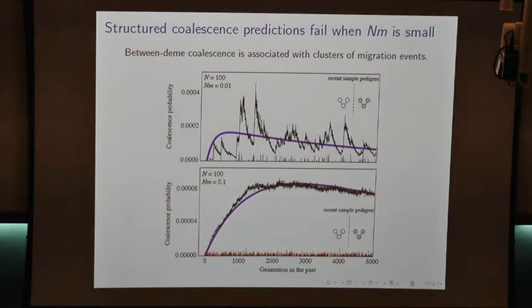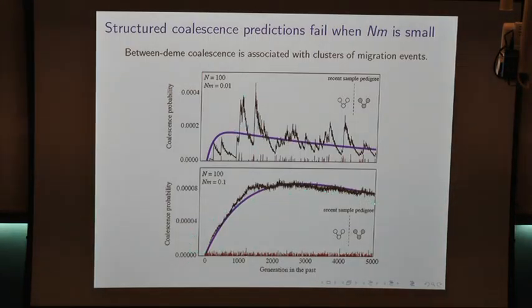That leads to this very choppy distribution, which would be different if I simulated this again for a different pedigree. I would have different migration events and a different distribution for this coalescence. If I turn up the migration rate to something higher, like 0.1 or bigger, then the prediction of the standard coalescent model, which averages over pedigrees, is okay. It's not perfect, but it's pretty good, a lot better than up here.